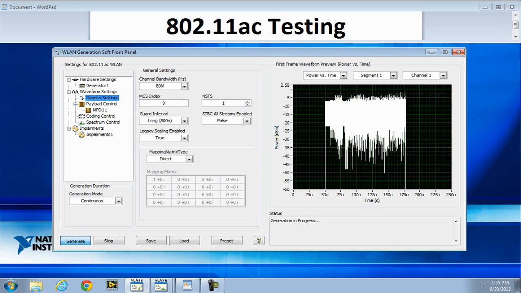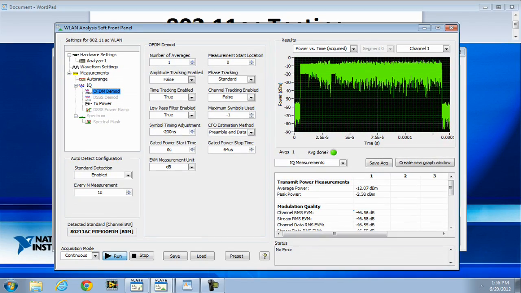Here we see the NI WLAN generation user interface, which is called the soft front panel. We're using this to generate an 802.11 AC waveform at an 80 megahertz bandwidth and an MCS index of 9, which is a 256 QAM data rate. The bandwidth is very important because 802.11n only had 40 megahertz bandwidth, and 802.11 AC has expanded upon that with 80 and 160 megahertz bandwidths. So we're generating that signal on our vector signal generator, looping it back and acquiring it on our vector signal analyzer. Let's take a look at these measurements.